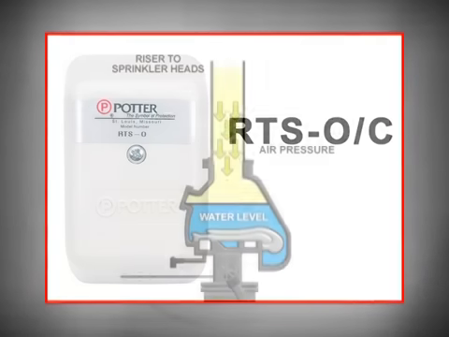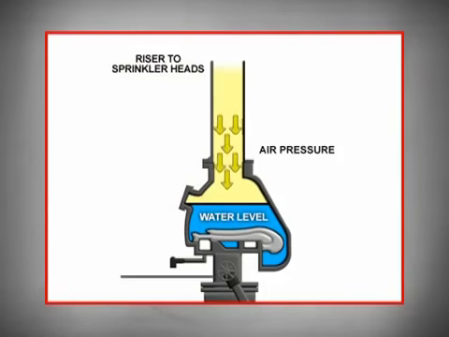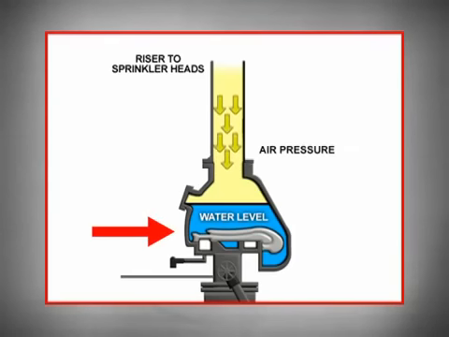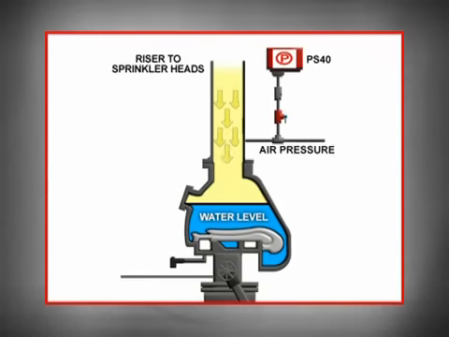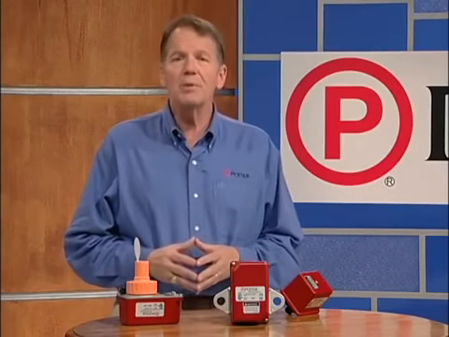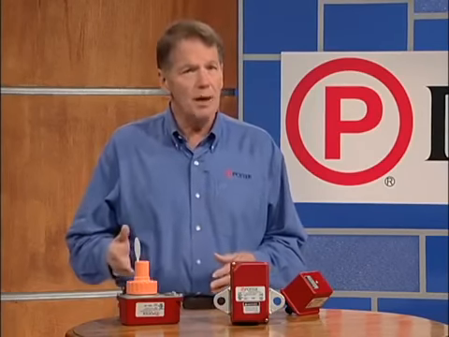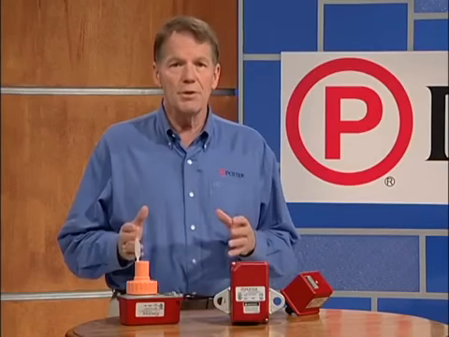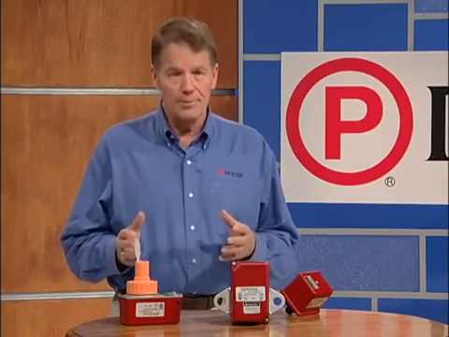The way a dry pipe system works is by having pressurized air in the sprinkler pipes. The air pressure in the system keeps the dry pipe valve closed, preventing water from entering the system. This pressure should be monitored with a Potter PS series supervisory switch. If the air compressor fails or the system is leaking air, the building manager should be notified so the problem can be addressed before the system inadvertently operates.